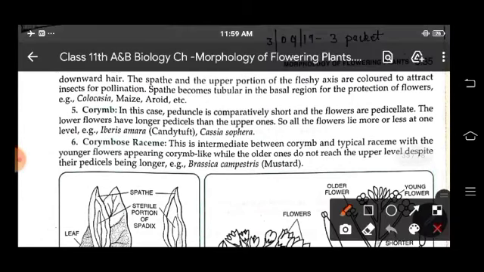In corymb, the peduncle is comparatively short and the flowers are pedicellate. The lower flowers have longer pedicels as compared to the upper flowers. So flowers are more or less at one level. Now corymbose raceme is the intermediate between corymb and typical raceme, with the young flowers appearing corymb-like, while the older ones do not reach the upper level of the inflorescence.